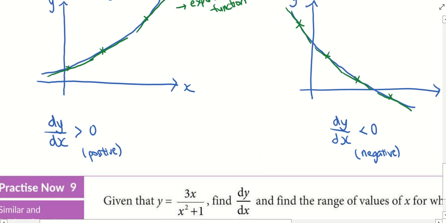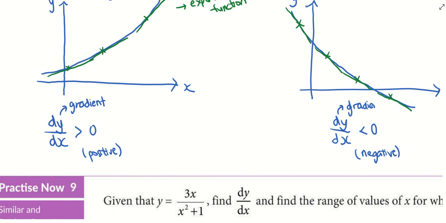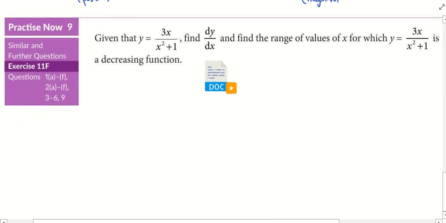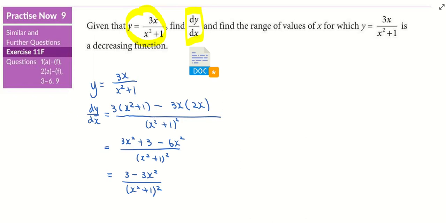So in all, for an increasing function, my gradient is always positive because dy/dx stands for gradient. For decreasing, the gradient is always negative. If you look at question 9, given that y is this, 1 mark, find dy/dx. Let's try to do it in 1 minute. This is my most concise step for dy/dx. Then now we will answer part 2: find the range of values of x for which this function is decreasing.